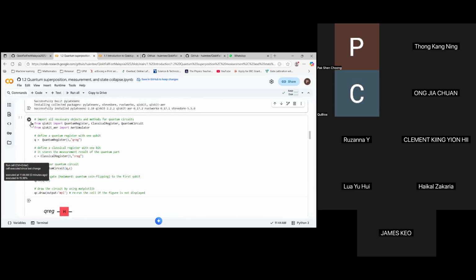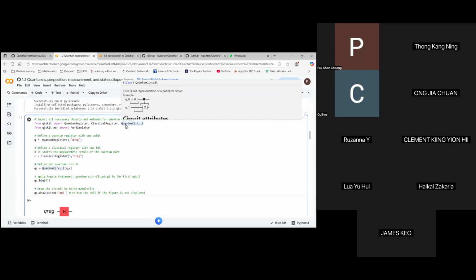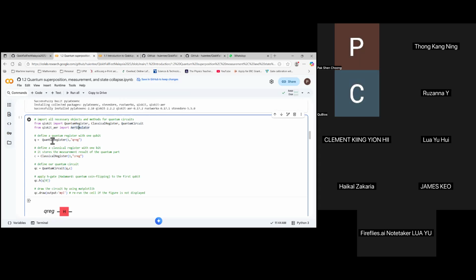As usual in Python, we always need to import the libraries. So from Qiskit, we have QuantumRegister, ClassicalRegister, and QuantumCircuit. These three are the basic libraries that need to be imported before we try to create the circuit. And this is Qiskit Aer. You can see the name here, AerSimulator, which means simulator.